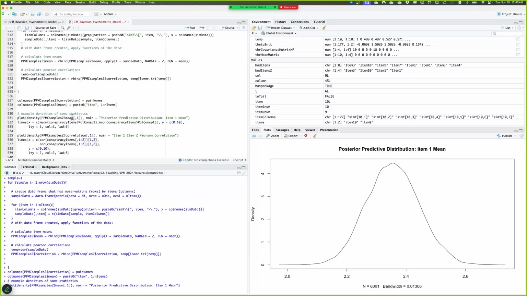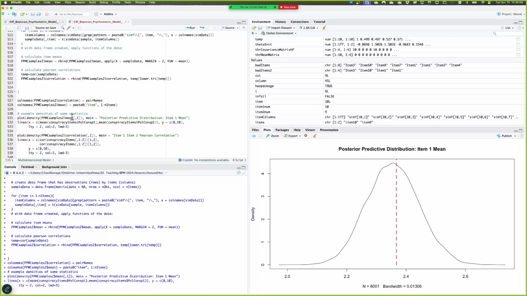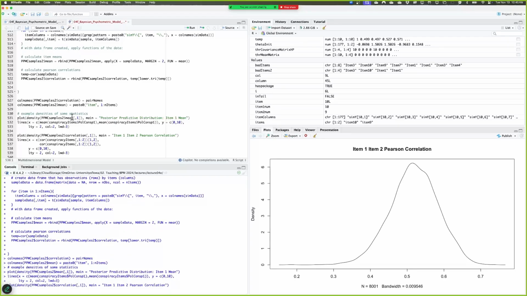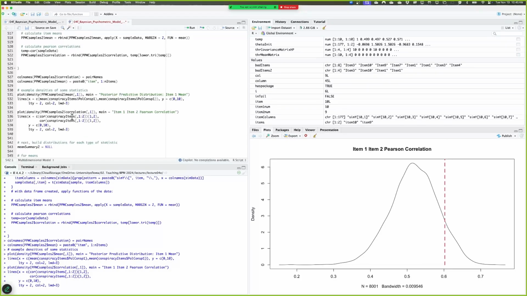Here's our density of the item mean for item 1. That's where our observed mean is. That looks like it fits, right? PPMC. This is our density for the Pearson correlation for item 1 versus item 2. That's where the correlation between item 1 and item 2 is. Does that look like it's in the middle? It's a little on the side, but it's not in the tail. We'll come up with the posterior predicted p-value next time.